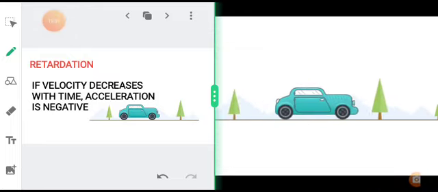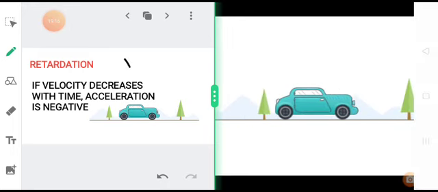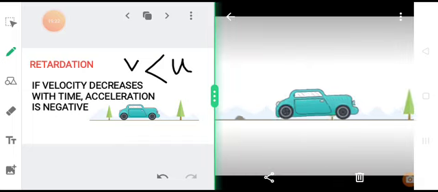So, if the velocity decreases with time, acceleration is negative, and negative acceleration is called retardation. Okay, so if velocity decreases with time, acceleration is negative. In this case, final velocity is less than initial velocity, and in this situation the acceleration will assume a negative value. So negative acceleration is called retardation.